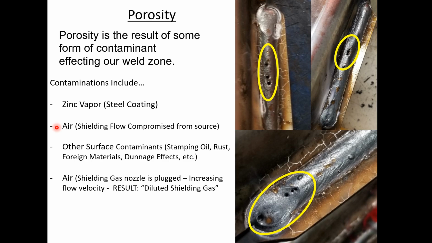Now you can have porosity without it. If you don't have adequate shielding gas coverage, remember from previous presentations, we have to displace all the air that's around it. Sometimes we've got a compromised flow of the gas. Sometimes we've lost gas. There's a bunch of different reasons for having it. Simply having too much oil, there's a pile of reasons why you might have some level of contamination for porosity.